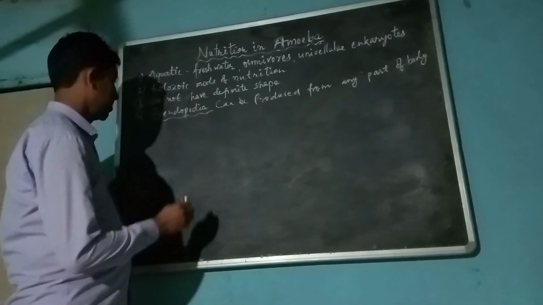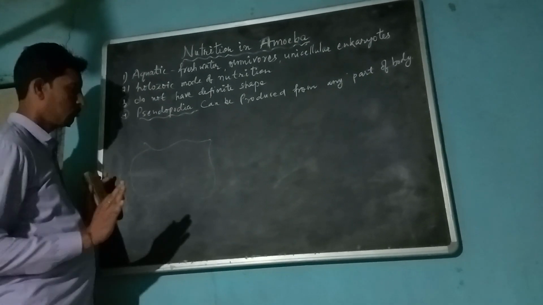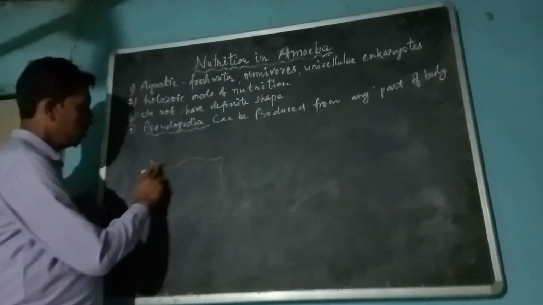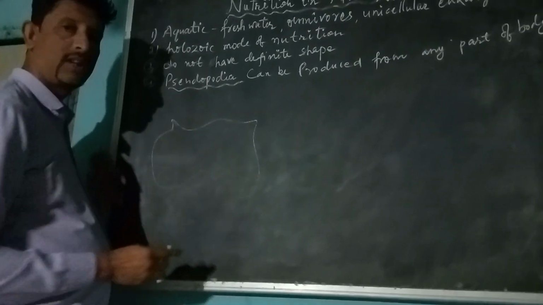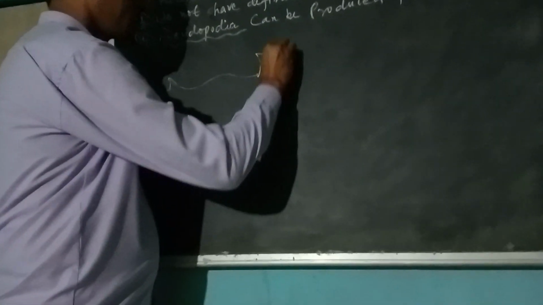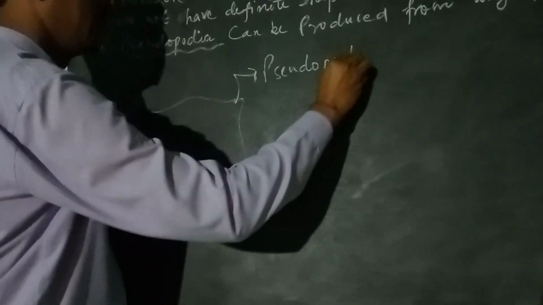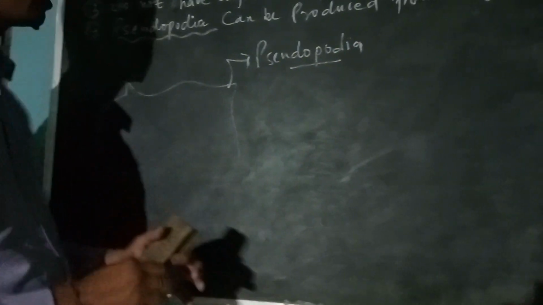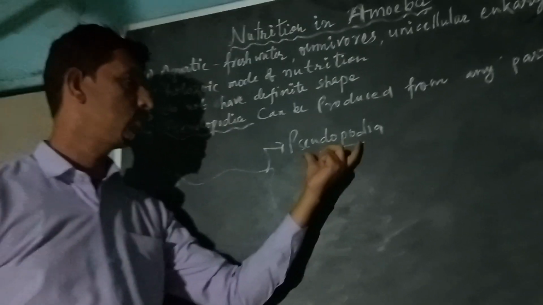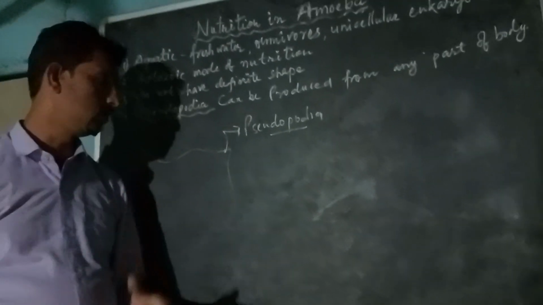Just look here. As I told you, amoeba does not have any exact shape. Here I have drawn two small finger-like projections. This finger-like structure is known as pseudopodia. Already I told you that pseudopodia can be used as a locomotory organ, and at the same time it helps in trapping or intake of food.